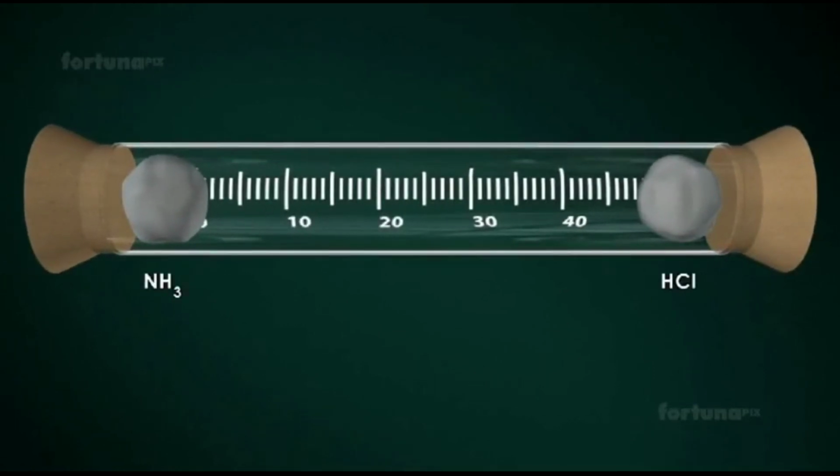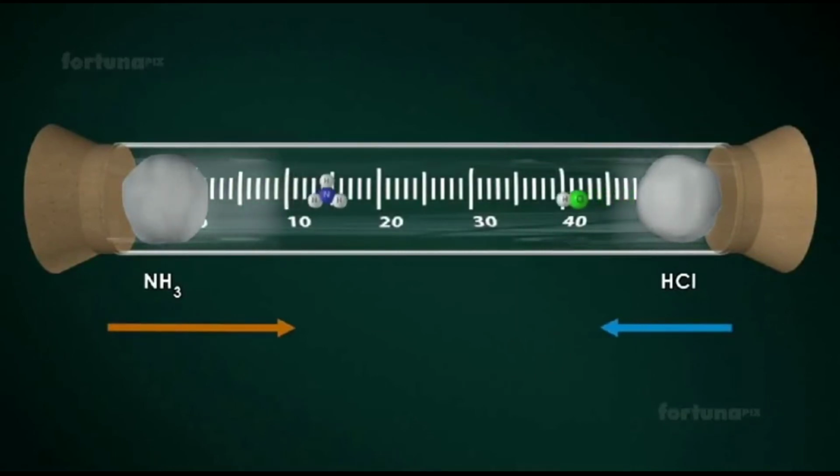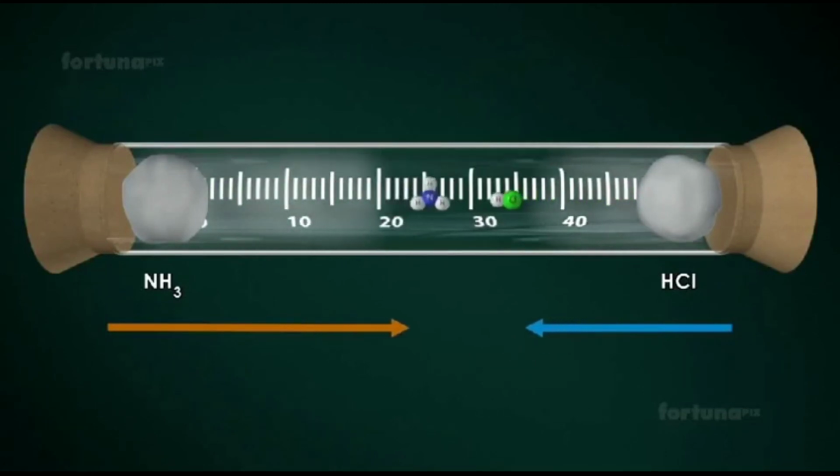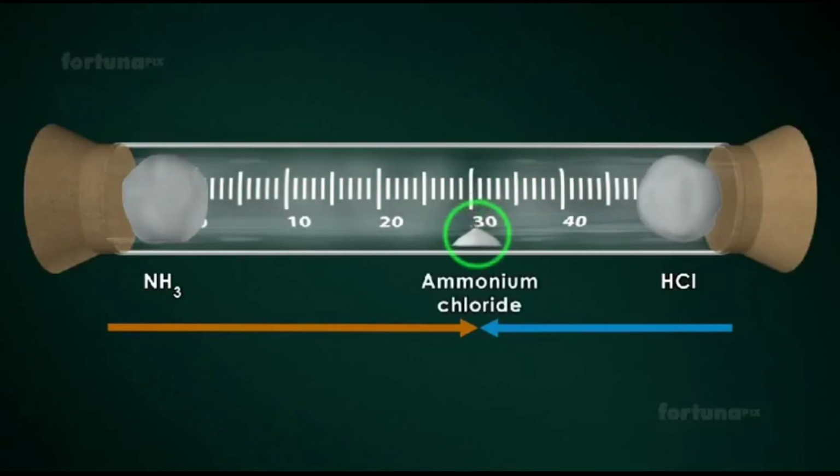Inside the glass tube, gases from the two solutions will begin to move in opposite directions. After some time, ammonia gas and hydrogen chloride gas will meet and react to form a white solid, ammonium chloride. Mark the point where the gases meet and form ammonium chloride. Measure the distance dNH3 from the ammonia end and dHCl from the hydrogen chloride end. Ammonia gas will travel a longer distance, 30 centimeters, while hydrogen chloride will travel a shorter distance, 20 centimeters.